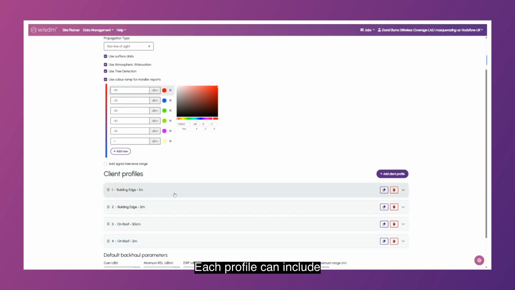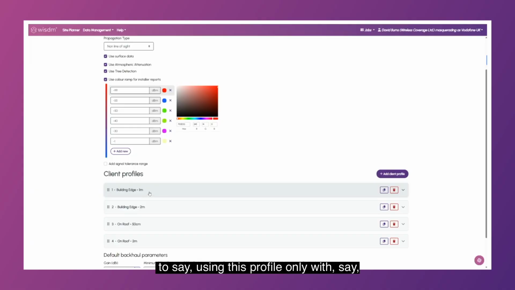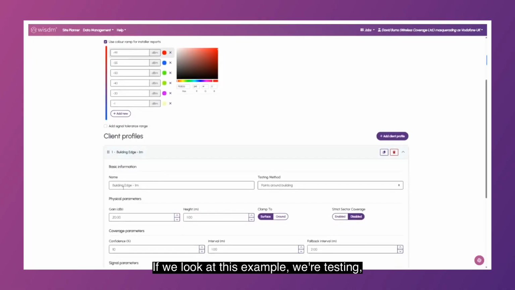Each profile can include a range of criteria such as the height at which we install, in other words, a cheap bracket versus an expensive pole, as well as signal behavior, signal characteristics, and even compatibility. That's to say, using this profile only with, say, millimeter wave, and using a different profile with different settings for, say, Tirana.